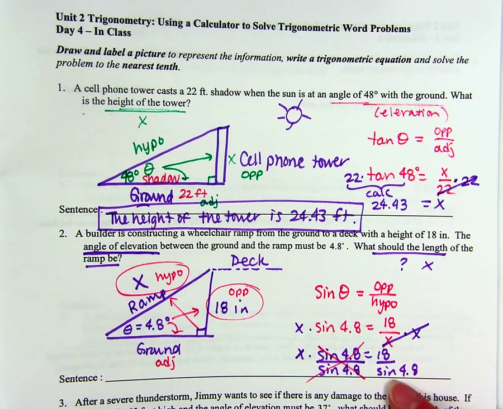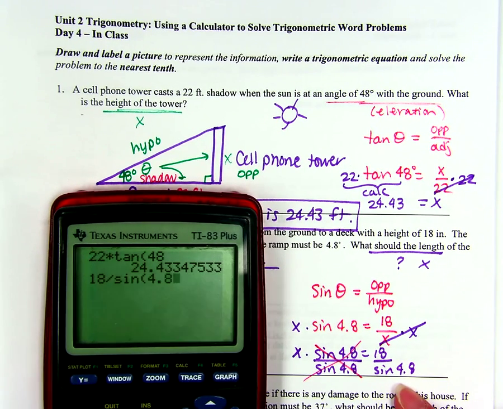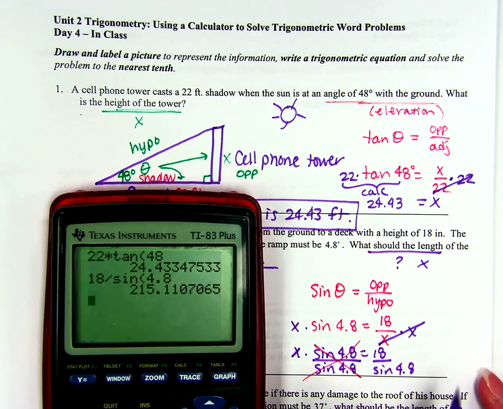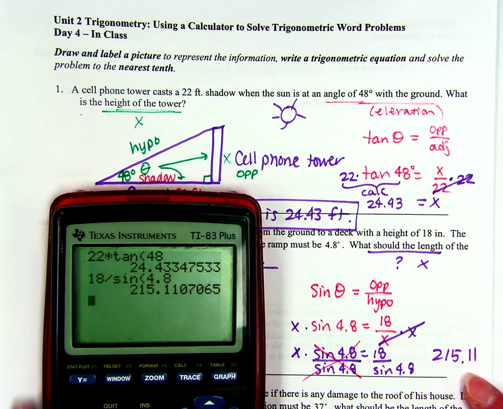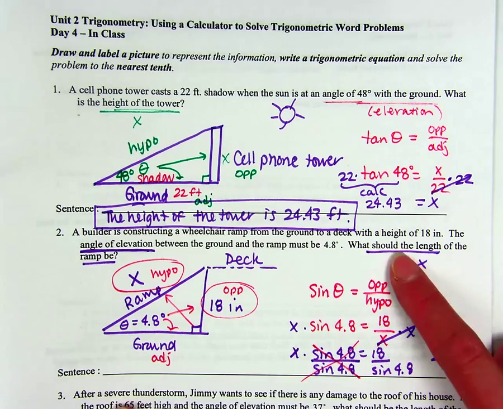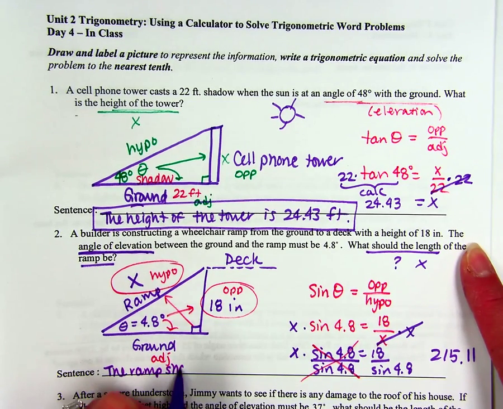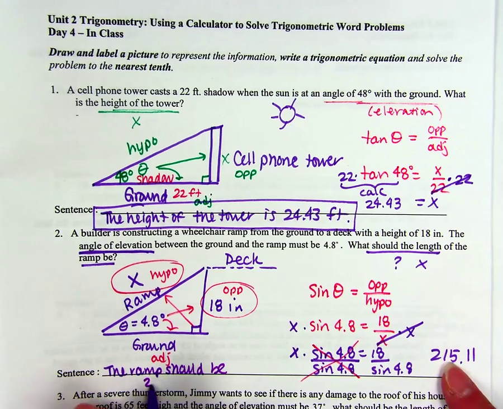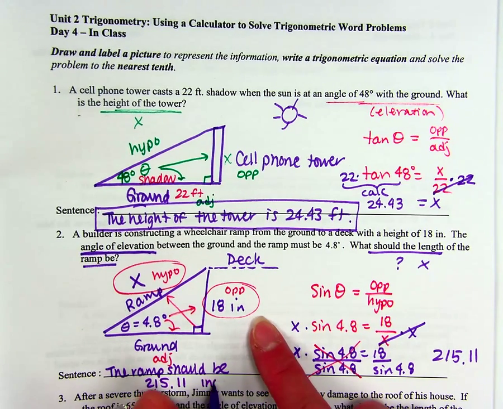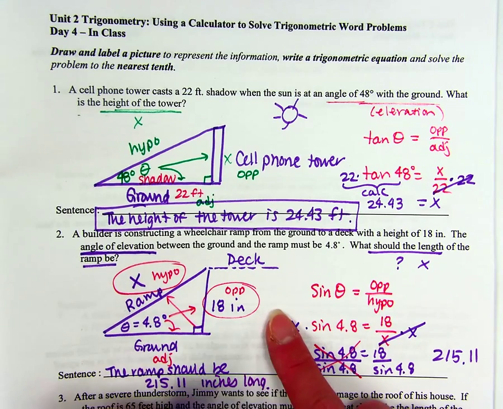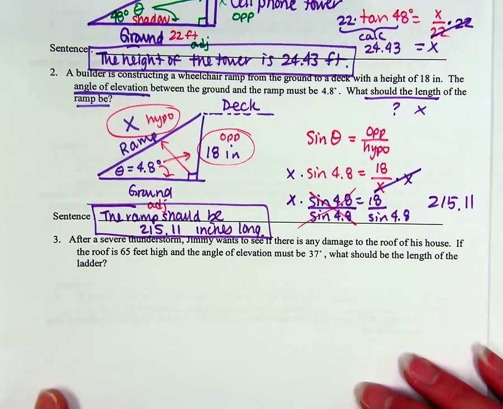Okay, now this is what you put into your calculator. 18 divided by sine of 4.8. And you get 215.11. Okay, so there's my answer for x, but let's answer in a complete sentence. It asks, what should the length of the ramp be? The ramp should be 215.11, and since this was measured in inches, this is also inches long. All right, last problem, number 3.